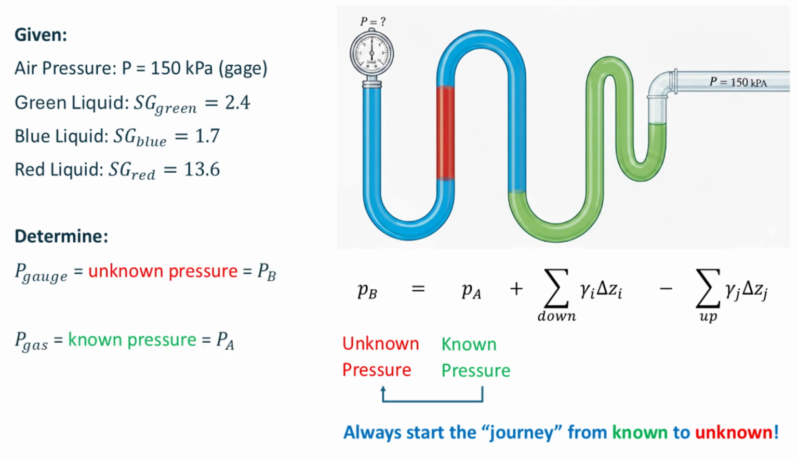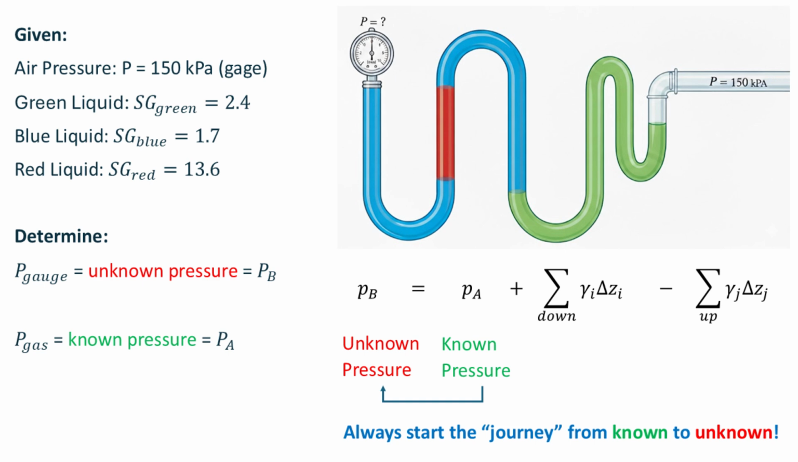So first of all, let's be aware of the known and unknown pressures. The gas pressure 150 kPa on the right side end of the manometer is given, so it is a known pressure, that is P sub A in the equation. Whereas the gauge reading on the left side end of the manometer is to be determined. Obviously, this is an unknown pressure. As discussed earlier, we will start an imaginary journey through the different fluids by going from the known towards the unknown, segmented by the interfaces between fluids.